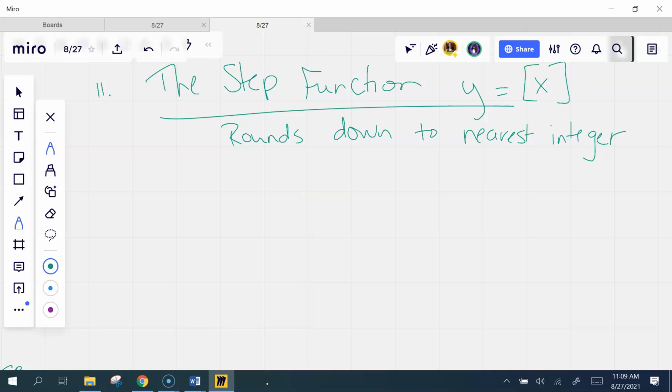This rounds down to the nearest integer, okay, but it includes the low value of the integer. So what I mean by that, we'll just go by 1. 0 is still 0. 1 is still 1. 2 is still 2, and so on.